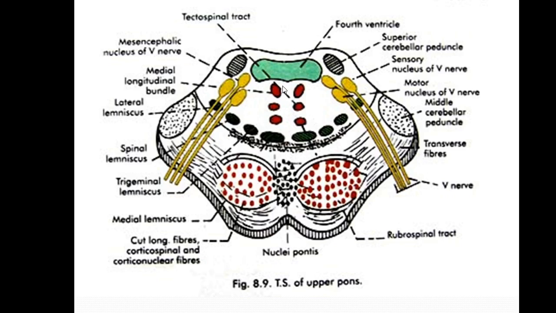Then here you can see the medial longitudinal bundle. Here is the tectospinal tract, and here is the rubrospinal tract. They are present in the medial part here of the tegmentum. From anterior to posterior, it is the rubrospinal tract, the tectospinal tract, and the medial longitudinal bundle.